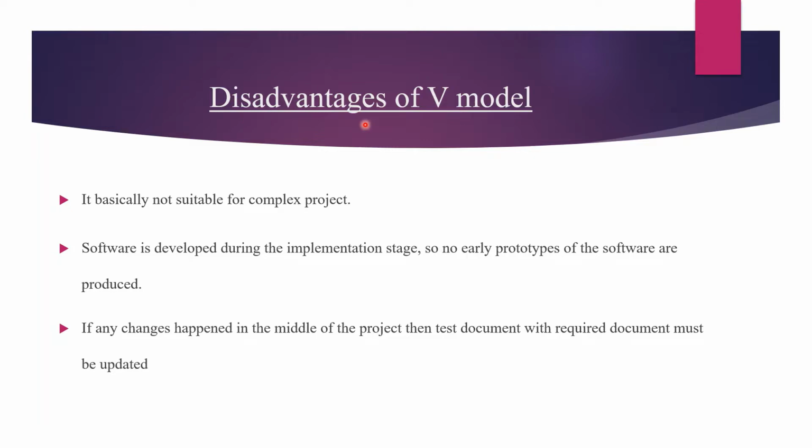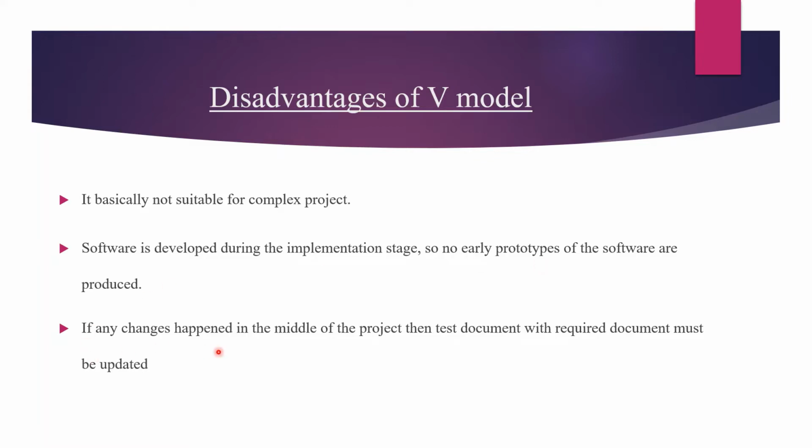Disadvantages of the V model. Basically, it is not suitable for complex projects, as we understand from the diagram that it is suitable for small or medium sized projects, which last 4 to 5 weeks or a maximum of 10 weeks. In this model, an early prototype is not available because the software is developed during the implementation stage, so there is less interaction between the client and the development team. So a prototype is not designed early in the V model.